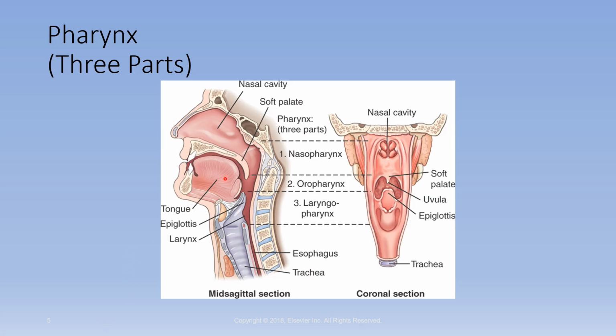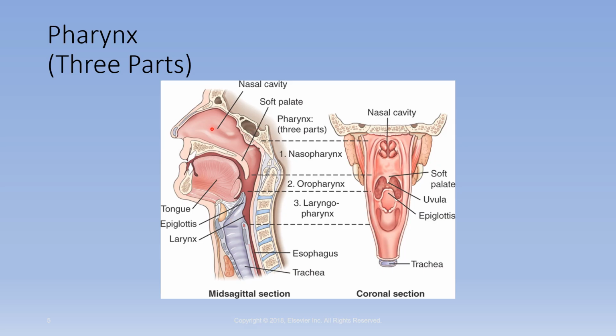You've got the tongue, which aids in swallowing. You've got the epiglottis, which folds back over, so that when it folds, food does not go down the trachea. And then you've got your larynx in here as well. So this correlates to figure 12.14 on page 463. All right. So these parts of the patient and the pharynx are important.